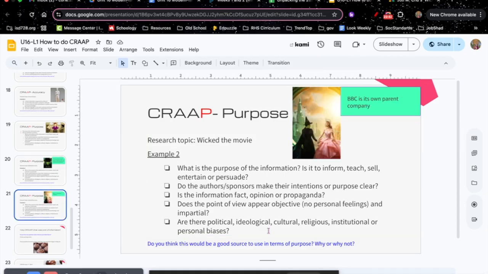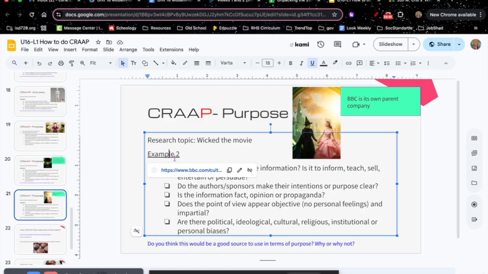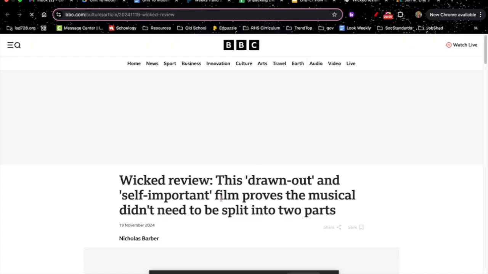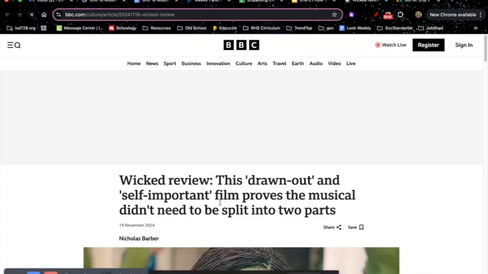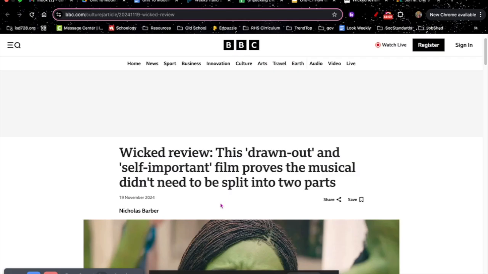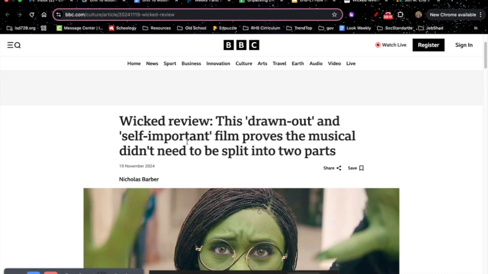All right, now let's look at this next example. This next example is an opinion piece from BBC. BBC is not affiliated in any way with the movie studio that made Wicked. So, this one says Wicked Review: this drawn out and self important film proves the musical didn't need to split into two parts.